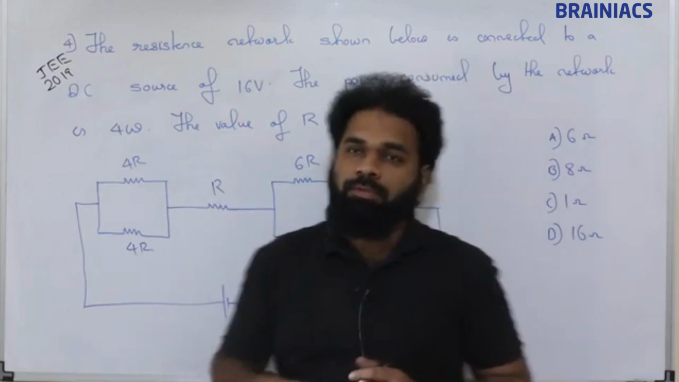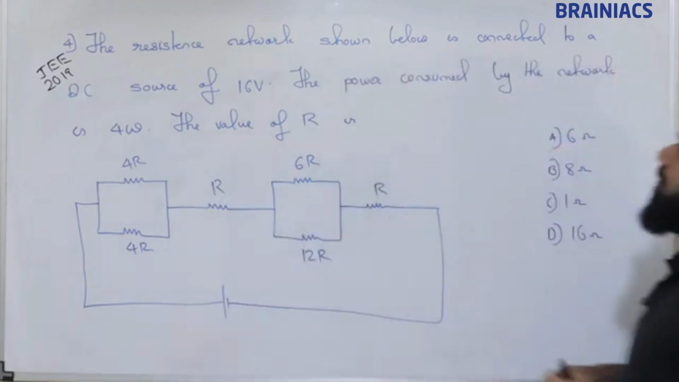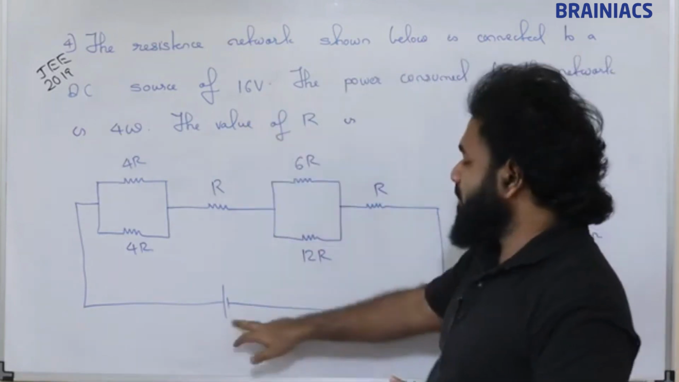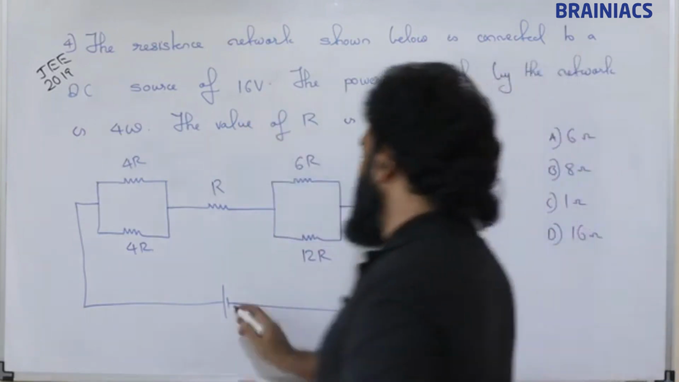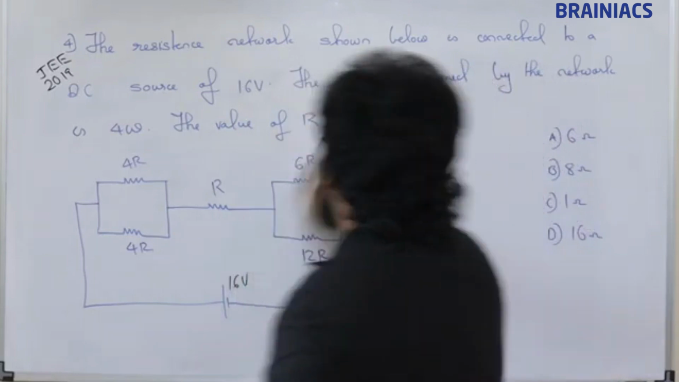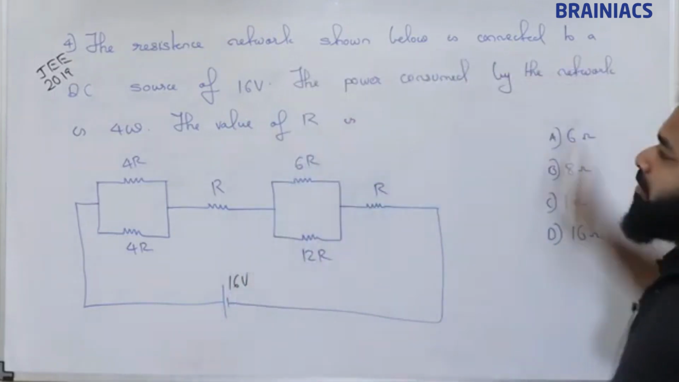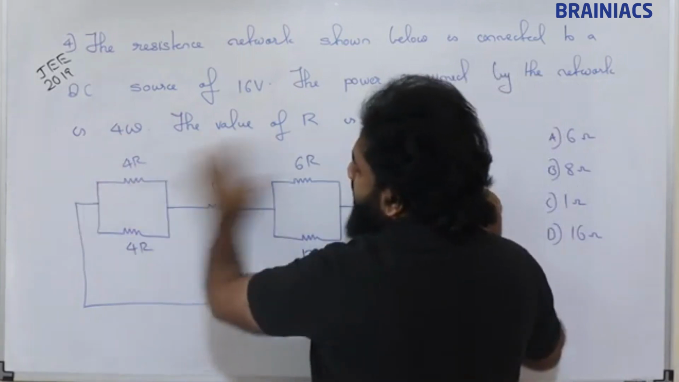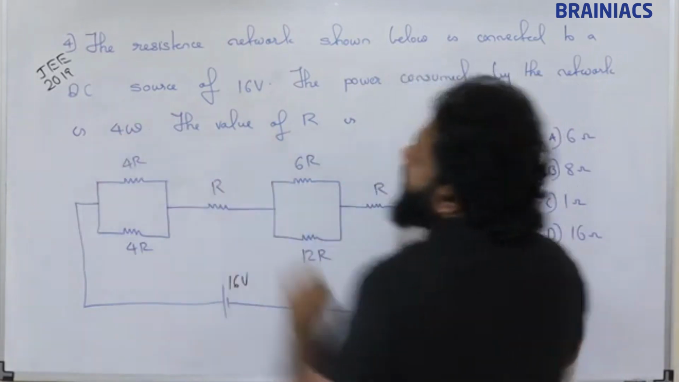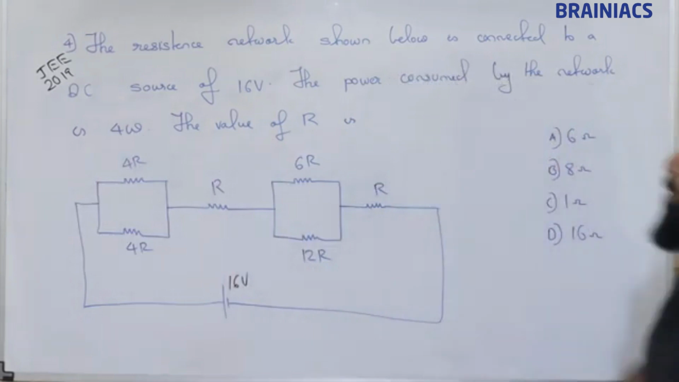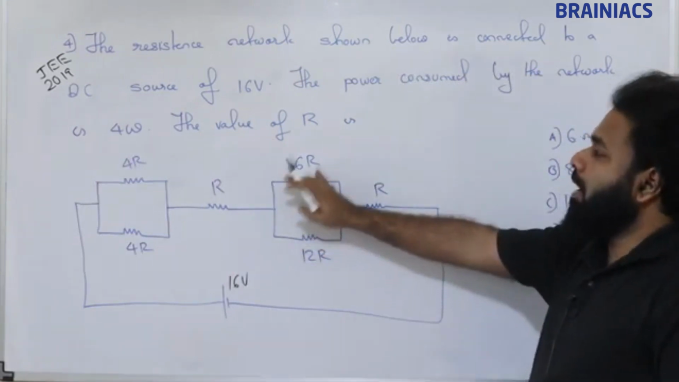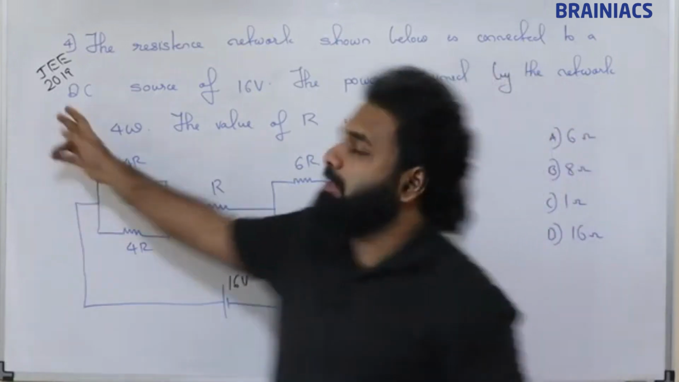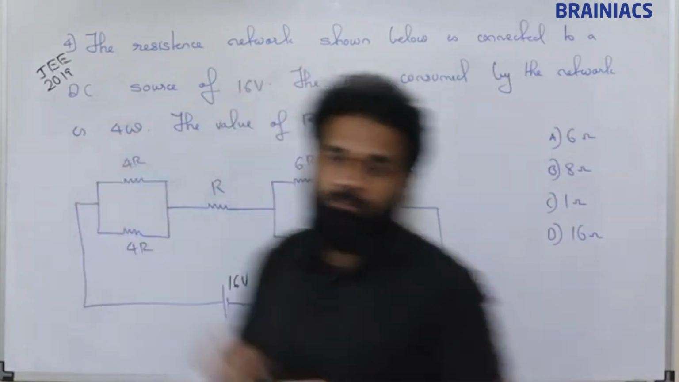Take this question, students. The resistor network shown below is connected to a DC source of 16 volt. The power consumed by the network is 4 watt. The entire circuit consumes this 4 watt power. What is the value of R? This is the question. They asked this question in JEE 2019.